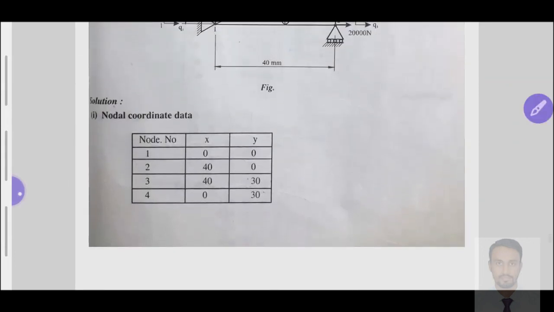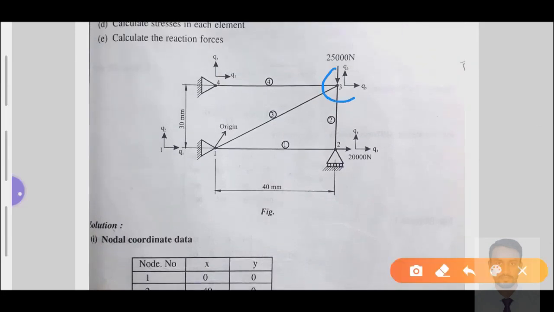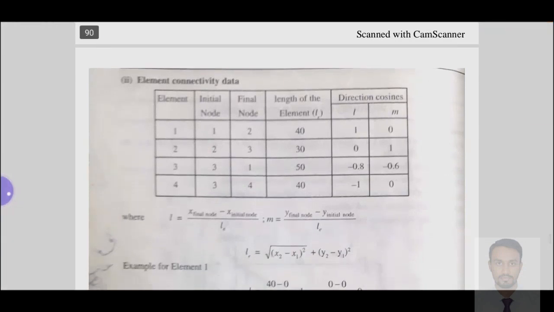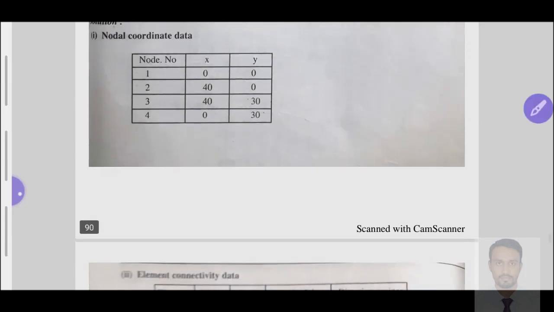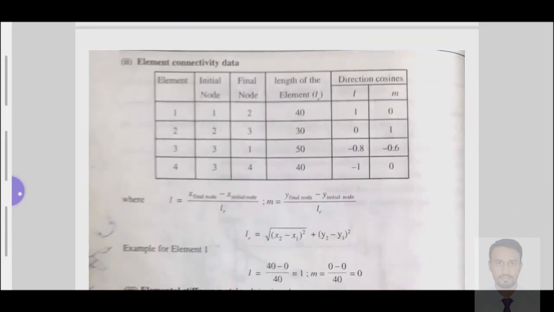And then similarly, element number 4 starts from node number 3 and ends at node number 4. What is the initial node and final node? The initial node is 3 and the final node is 4. Only this one has some complications, right? So next, what we need to find out is the length of the element.